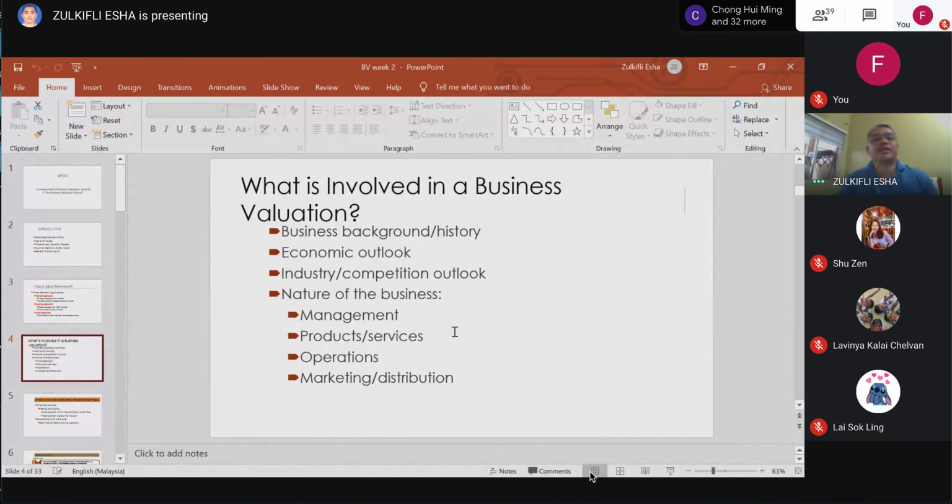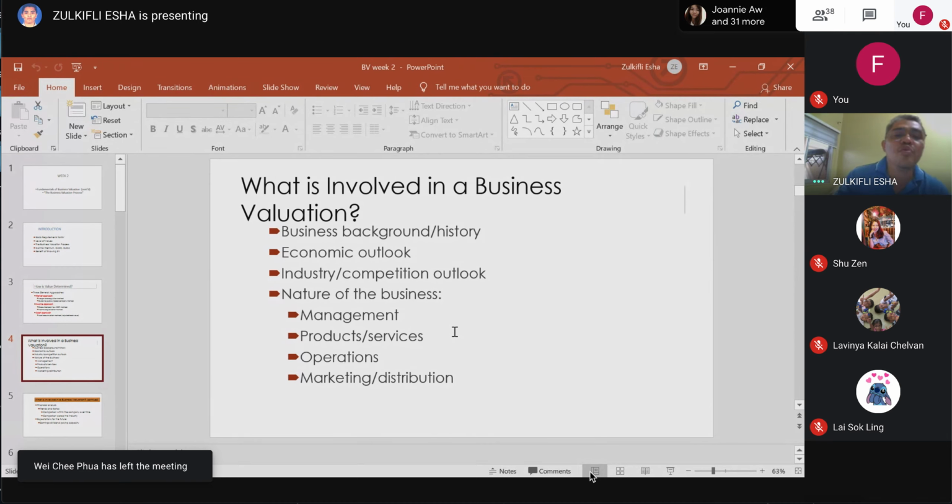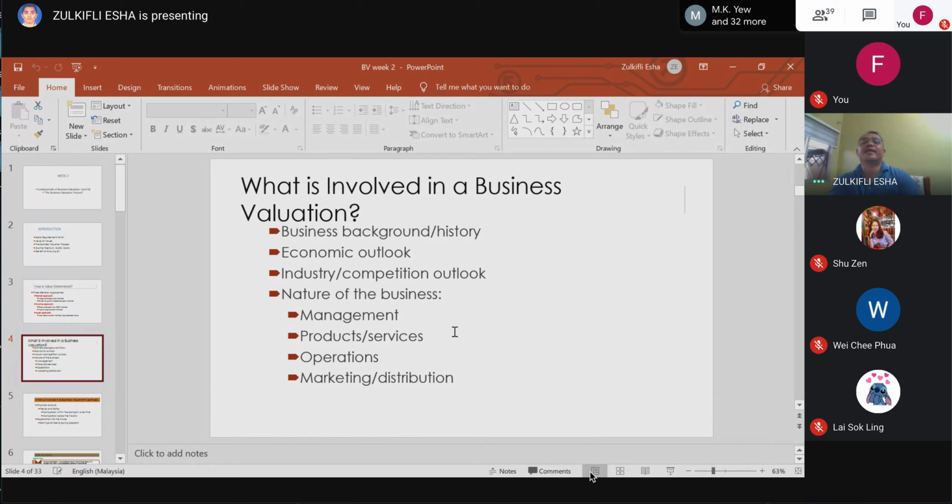So the next stage or information that you need to get for the business valuation process is the nature of the business. You need to know every single detail about the company. So who are the management of the company? Who are the board of directors? Who are the CEOs? Who are the general manager? Who are the finance manager? So you need to know every single aspect of the company in detail. So it is listed under nature of the business. You need to know the persons who are responsible for managing the company.